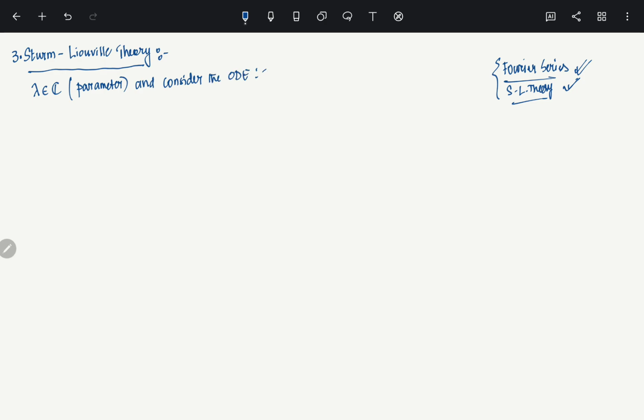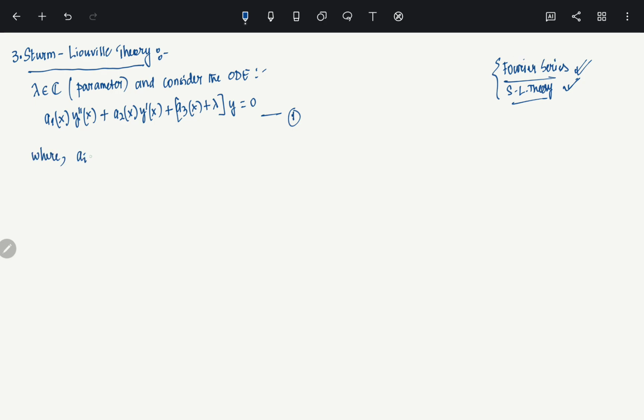It will be given like this: a1 of x times y double prime of x, plus a2 of x times y prime of x, plus a3 of x, and this is where we are introducing lambda, plus lambda times y, equals 0. Clear? This is the type of problem we want to study, and for now let's call this (1). So for a lambda in C we are going to study this.